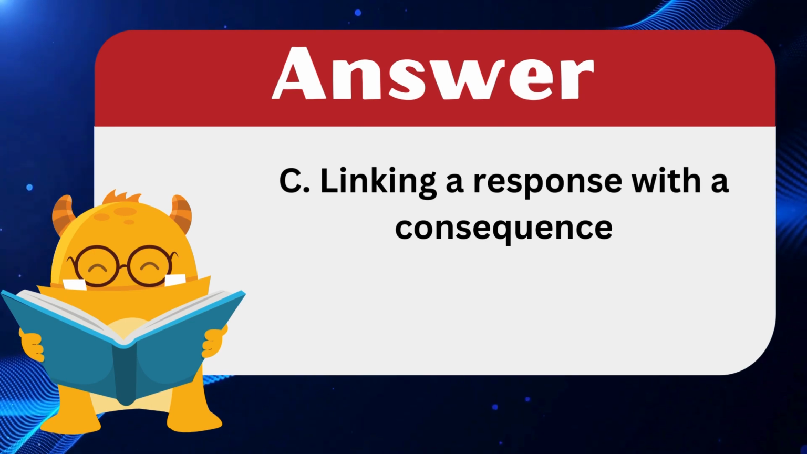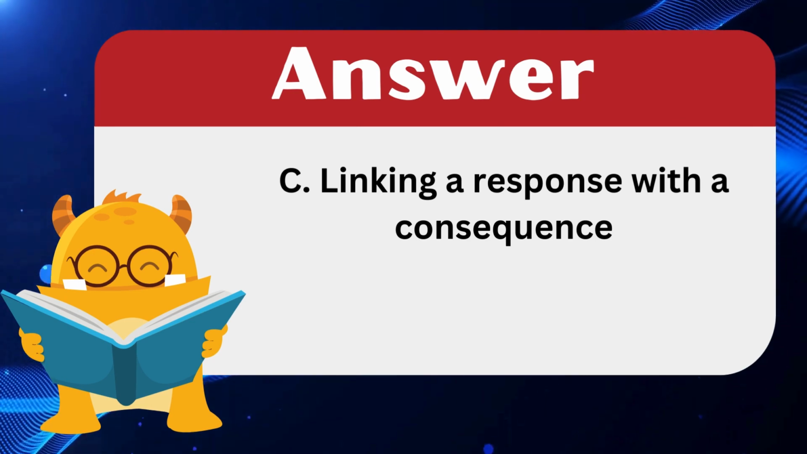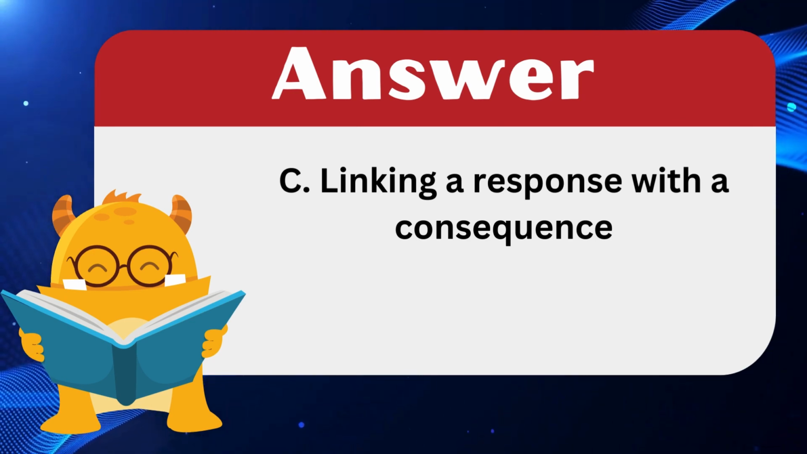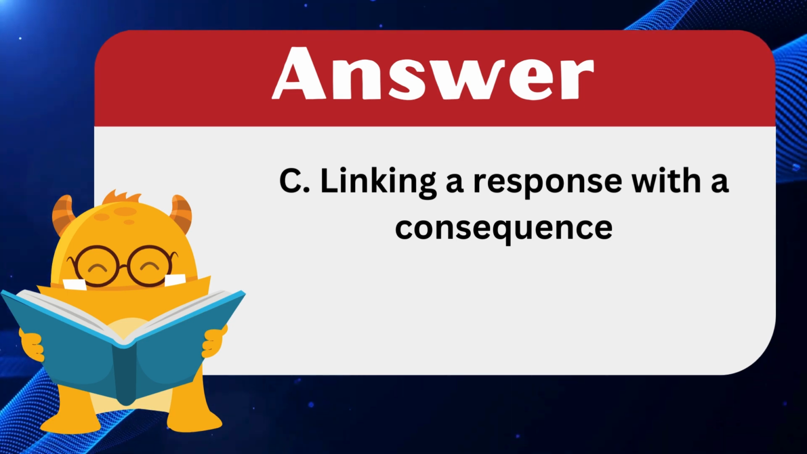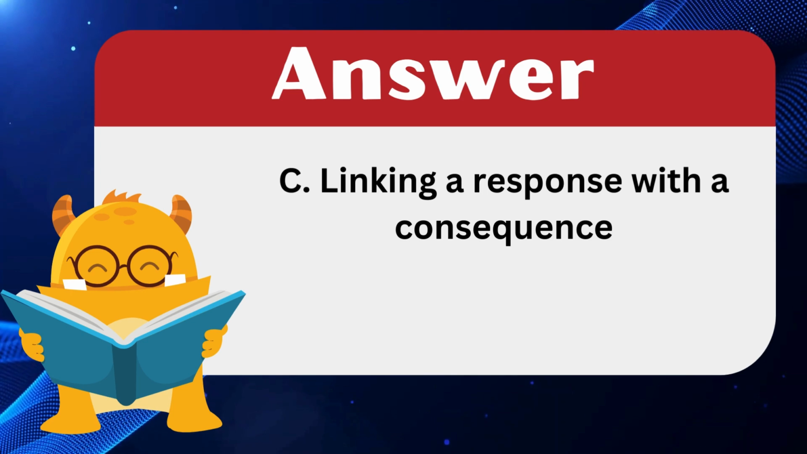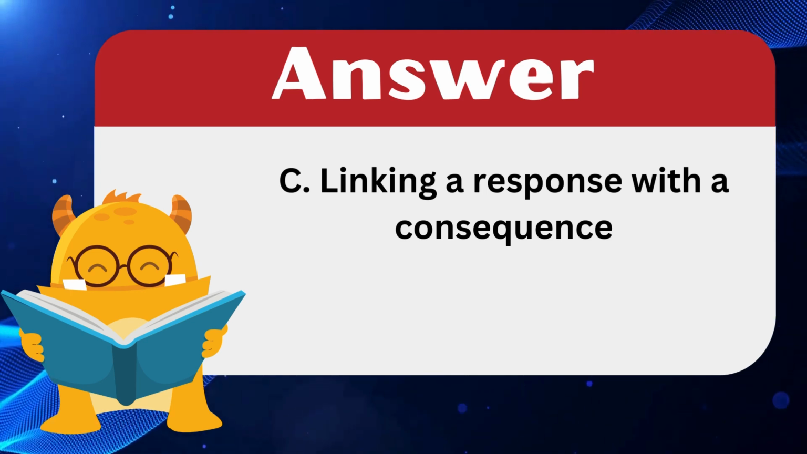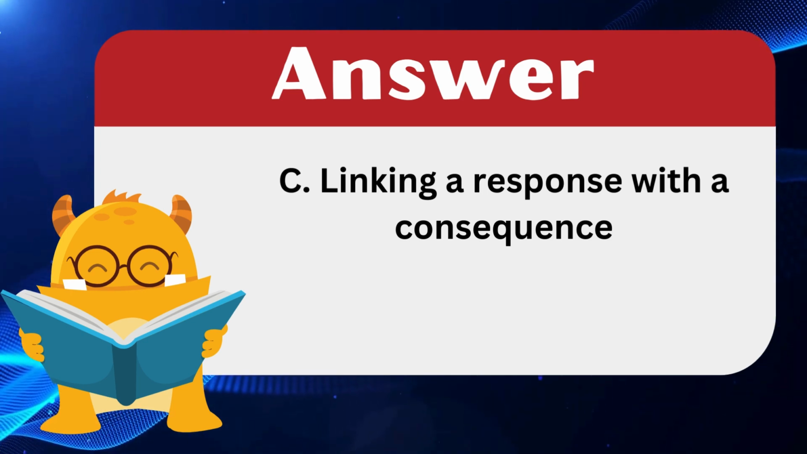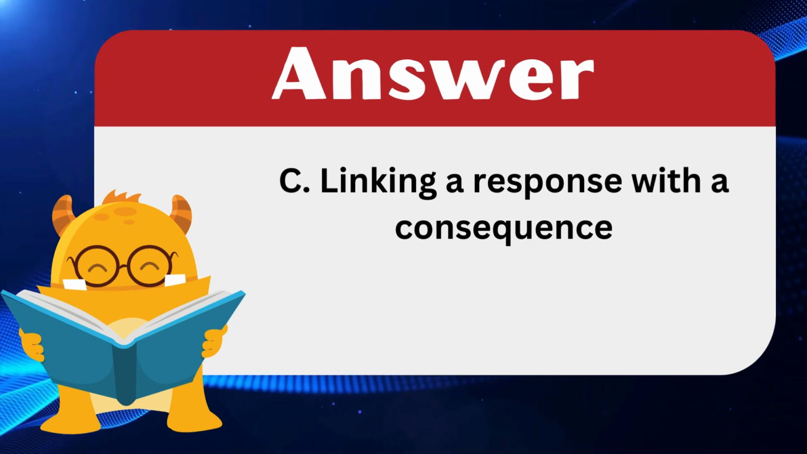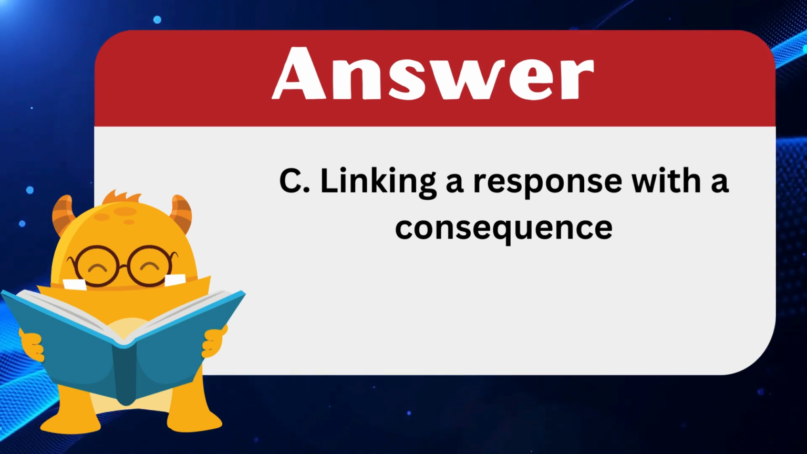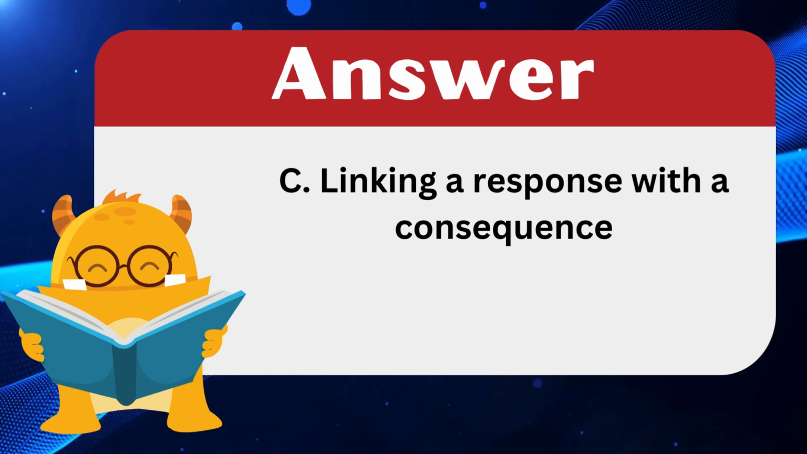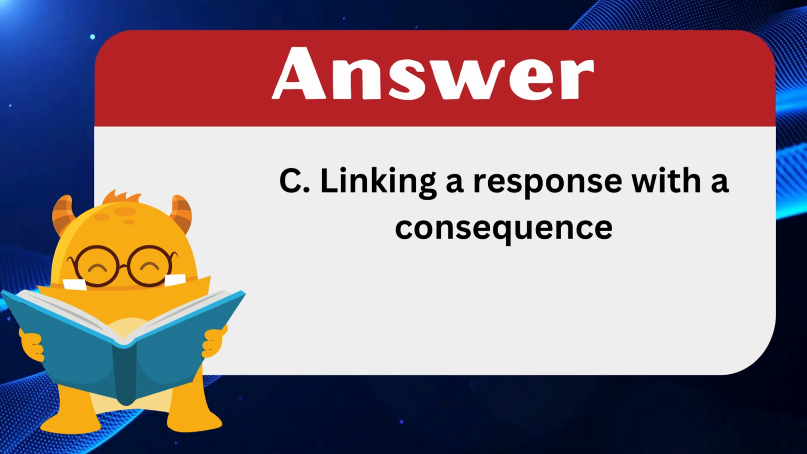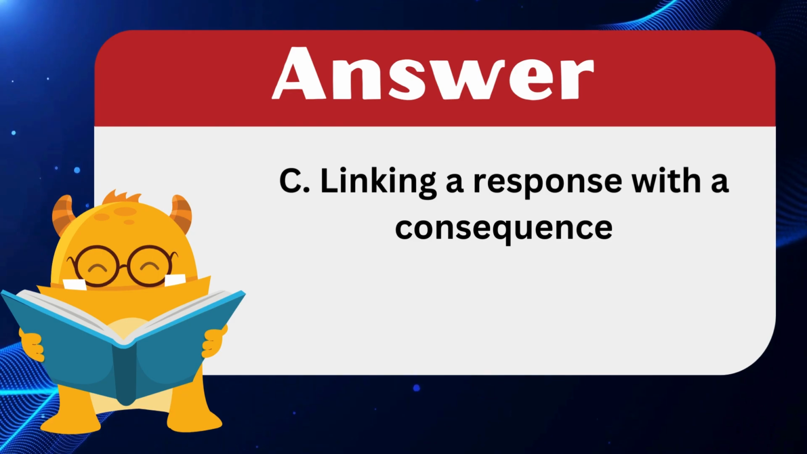C. Linking a response with a consequence. Associative learning 2 involves linking a response, like a seal catching a ball, with a consequence, receiving a fish, thereby encouraging repetition of the action. This kind of learning, exemplified by rewarding kids for saying please, reinforces behavior by pairing it with positive consequences, increasing the likelihood of its recurrence.